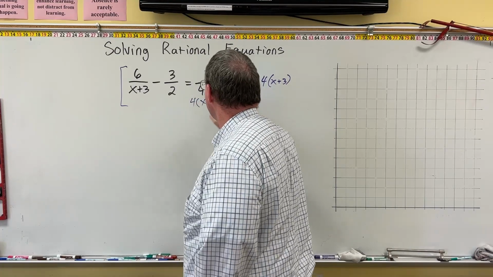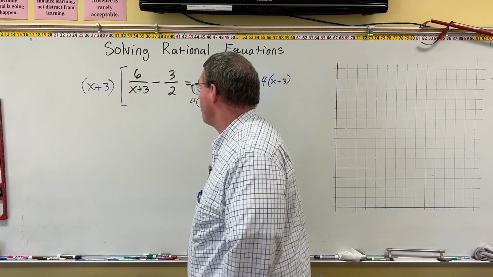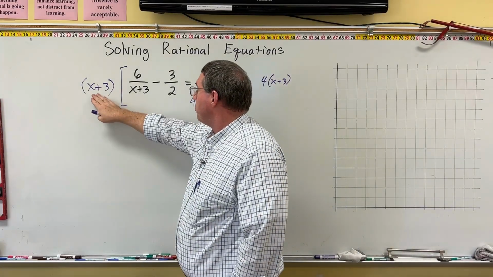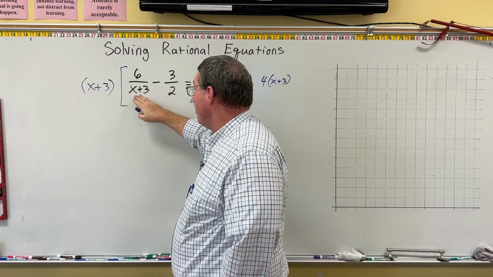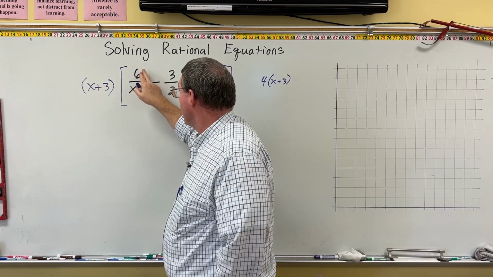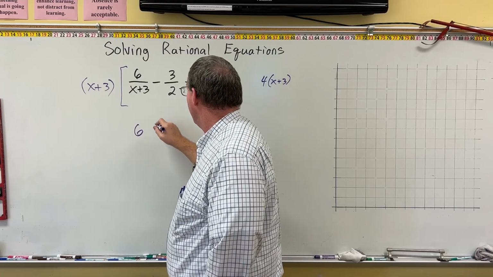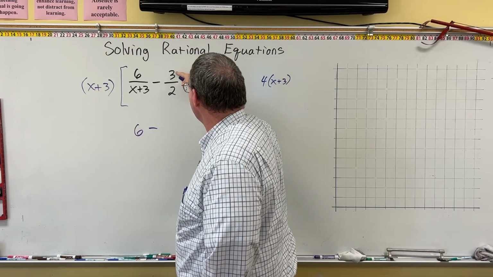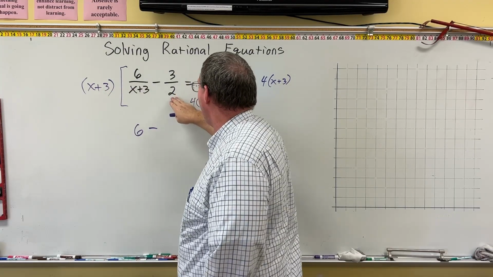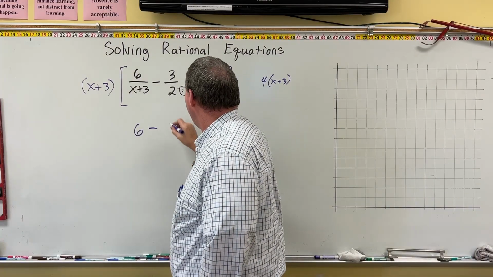So what I'm going to do is multiply by the quantity x plus 3. When I multiply by x plus 3, it's going to cancel this denominator. Okay, so 6 over x plus 3 times x plus 3 is just 6. Minus, now I have 3 over 2. Well, x plus 3 is not 2, so I'm going to multiply the x plus 3 times the 3 in the numerator.